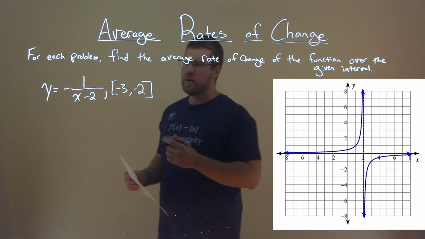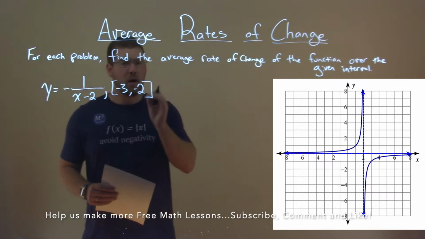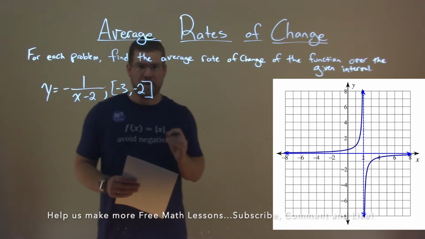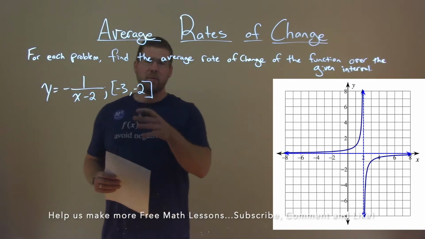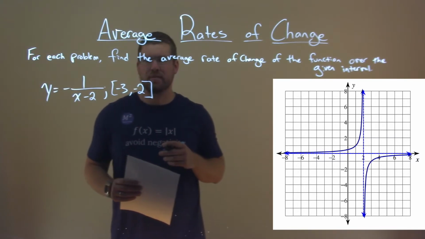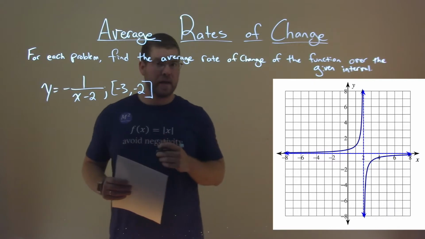We're given this problem right here. y equals negative 1 over x minus 2 on the interval from negative 3 to negative 2, and that interval is where we have to find the average rate of change. Now we have our graph here that represents this function, and we're going from negative 3 to negative 2. So let's go find the y values that occur at negative 3 and negative 2.